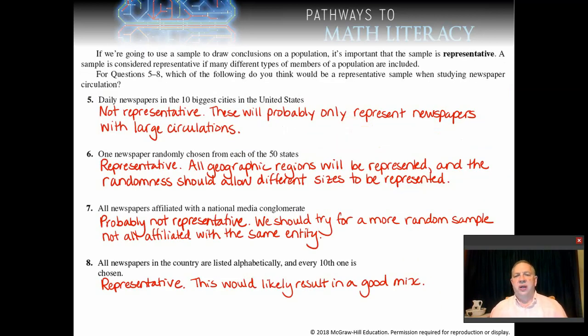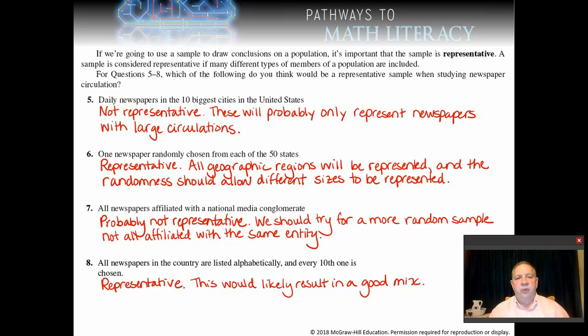So they're asking us, is that sample representative? Just what I was talking about. And here's some different descriptions, and they're asking you to determine if you think that's a good representative sample or not. So daily newspapers in the 10 biggest cities in the United States, would that represent all newspapers in the United States? Not representative, maybe representative of the biggest ones, but you've also got the small town subs. Okay, so they only represent newspapers with large circulation, so you wouldn't be a good representative of everything.